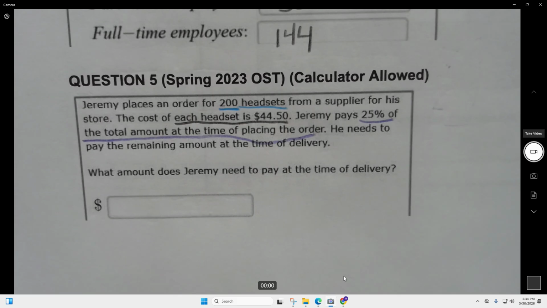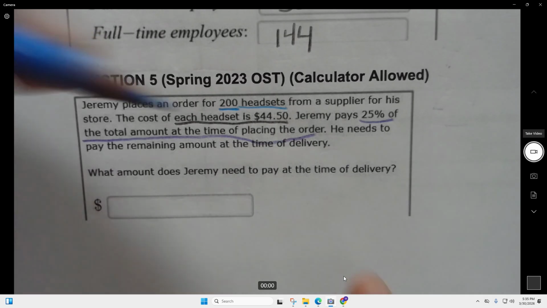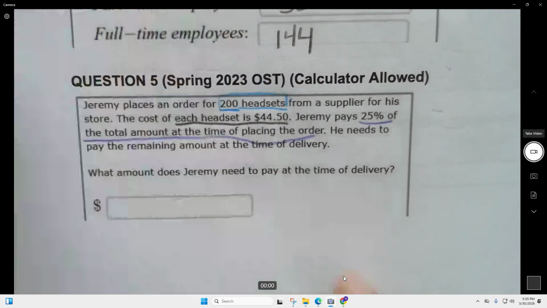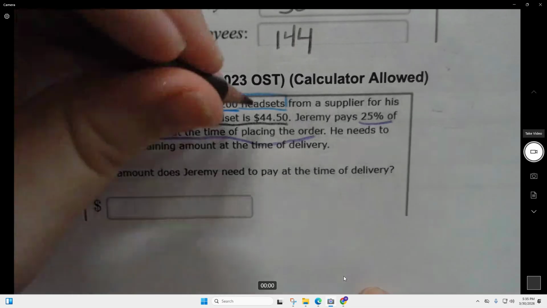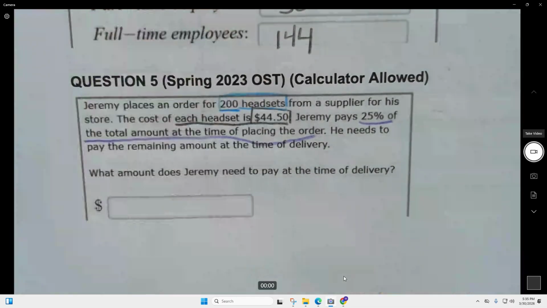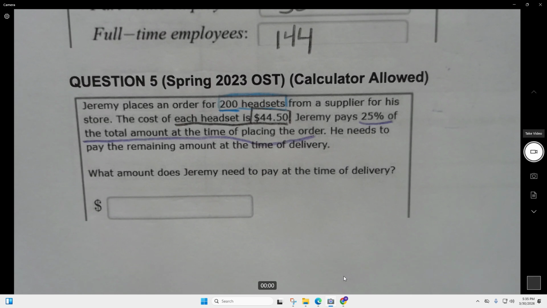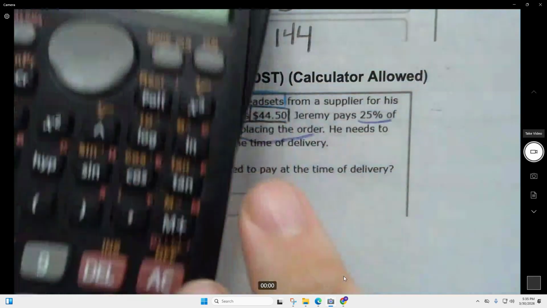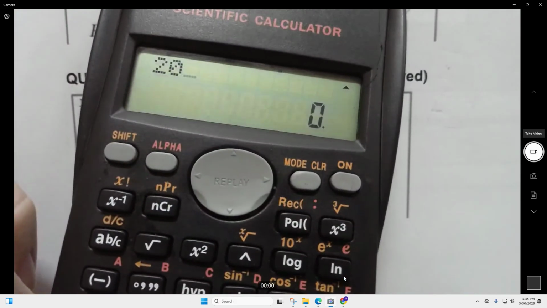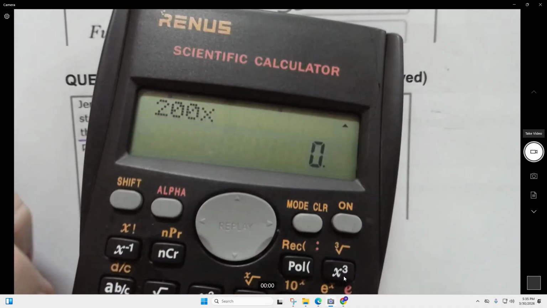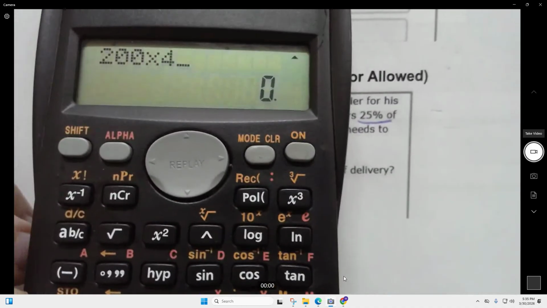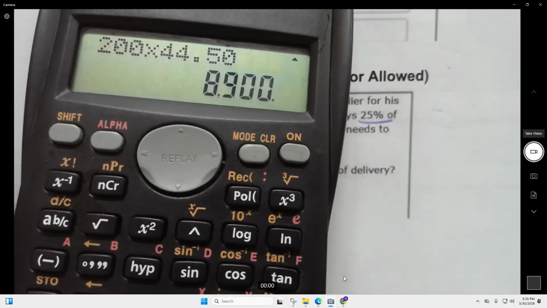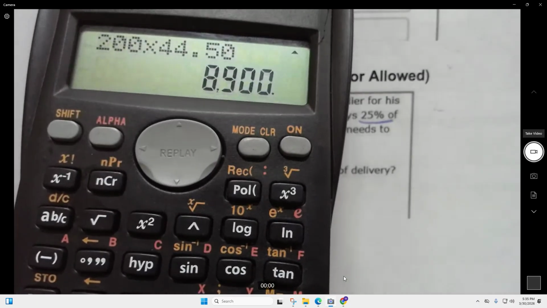Okay, so first we need to figure out how much the total amount is. He's ordering 200 headsets at a price of $44.50 each. So when you hear each, first thing I want you to think of is multiplication. Each should always lead you down the road of multiplication. 200 times 44.50 equals 8,900.